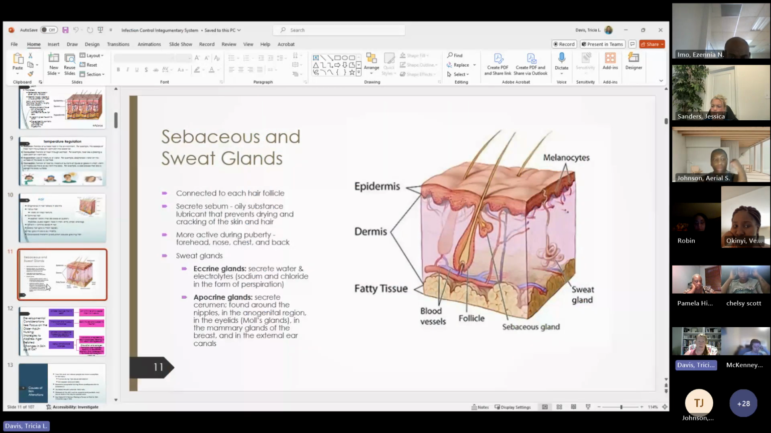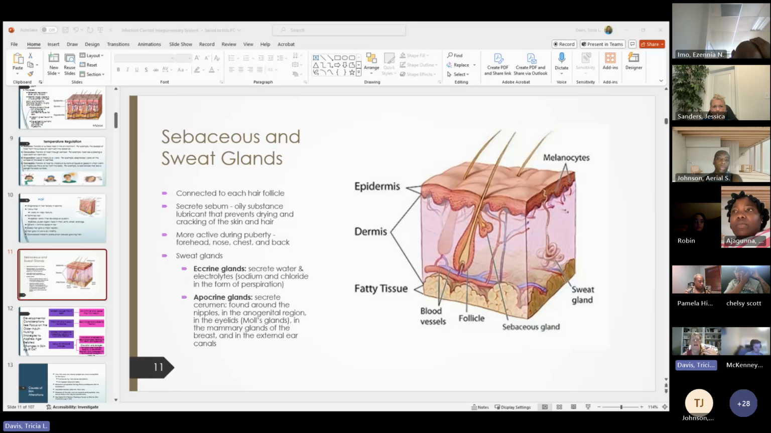All right, so thinking about our sebaceous and our sweat glands. These are going to be connected to each hair follicle. Each individual hair follicle that we have is going to have a sebaceous and a sweat gland. Their job is to create sebum, which is an oily substance that helps to lubricate and keeps drying and cracking of our skin and our hair.